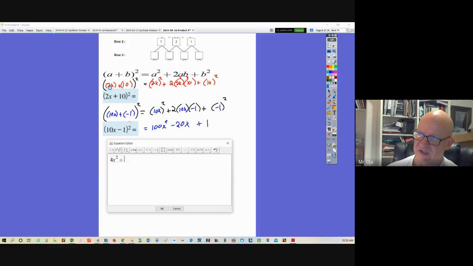Well, a in this case is 2x and b is 10. So I'm going to get 2 times 2x times 10. So 2 times 2x is 4x, times 10 would be 40x, right? Mm-hmm. So we get 40x for our second term.